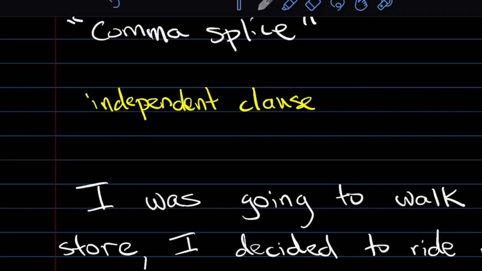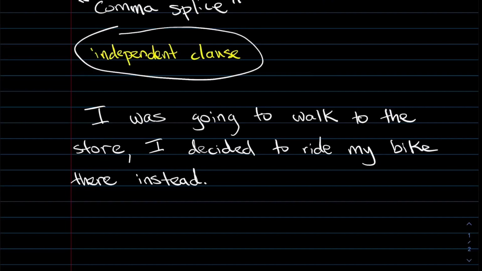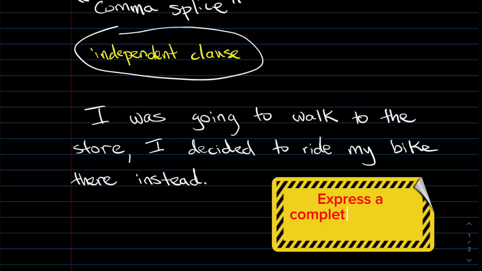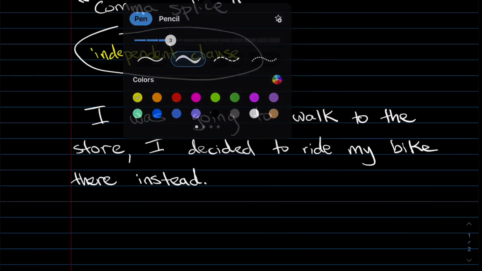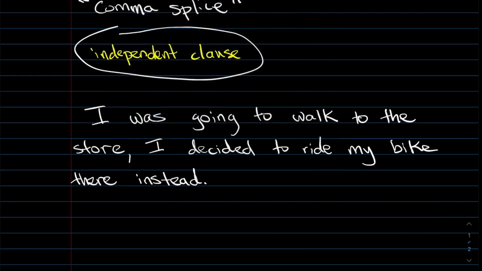So what is an independent clause? An independent clause is a part of a sentence that could stand as its own independent sentence. It would express a complete thought all by itself, and it could therefore be a sentence. So if you take a look at the two parts of this sentence, it is made up of two independent clauses. The first one being, I was going to walk to the store.